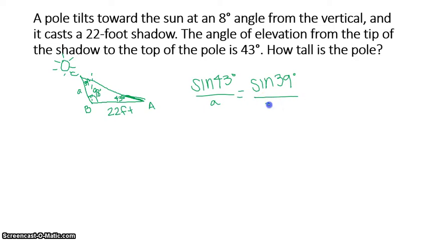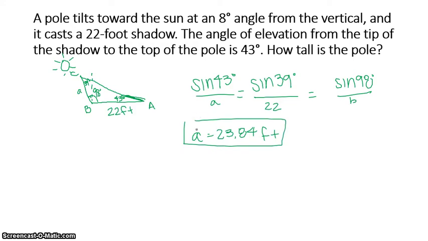degrees over 22. Again, you could set up the third one with sine of 98 degrees over B, but because I don't know B, this doesn't really help me find A. So over here, I would cross multiply 22 times sine of 43, then divide by sine of 39. I get A is 23.84 feet. If you are not getting these same values, make sure your calculator is in degree mode.